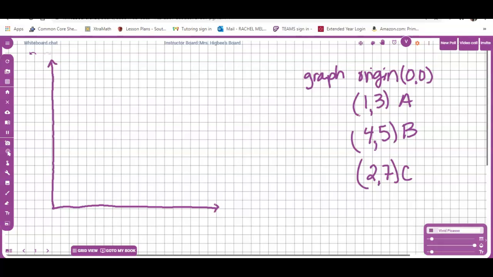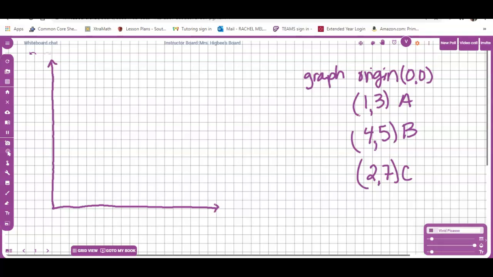All right, so today we are going to be graphing, okay? And so I'm going to be using the whiteboard.chat app with you guys a lot when we're graphing because they actually have graphing backgrounds. That way you guys can practice this and you don't have to draw a graph every time you need to graph something, okay?